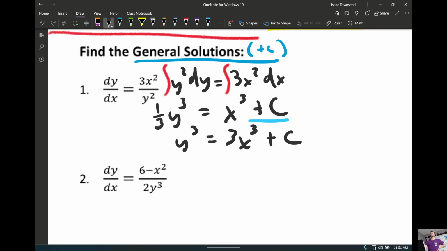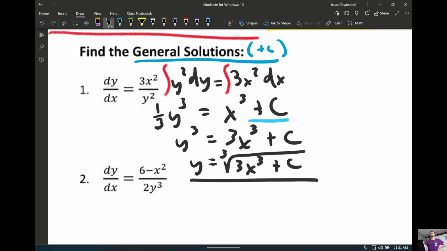To be clear, these are not the same c. So sometime in your math career, you might have someone call this c1 and this c2. They're not the exact same number, but you don't have to do that for us. This one's 3 times bigger than that one. And then to get rid of a cube, we could cube root both sides. So I separated the variables so that I could integrate both sides, and then I solved for y equals.